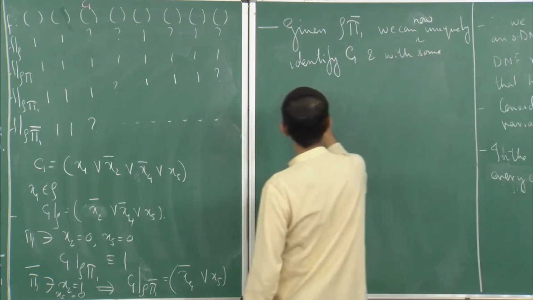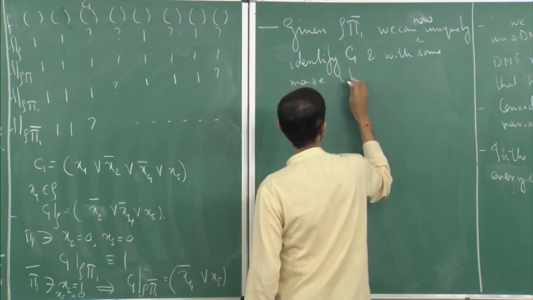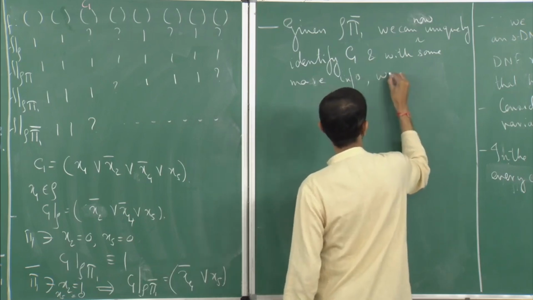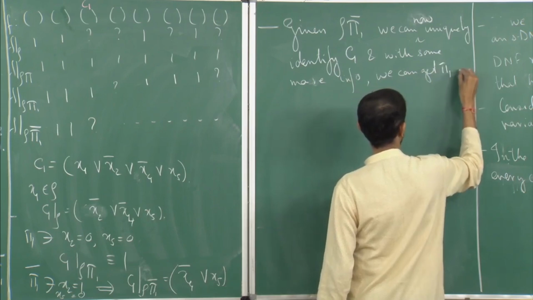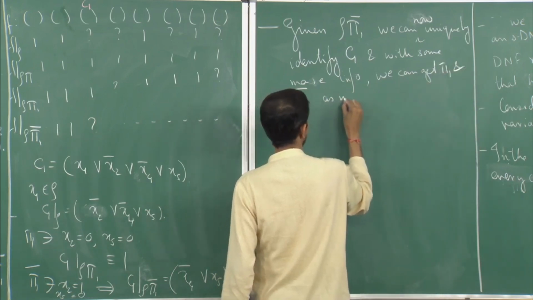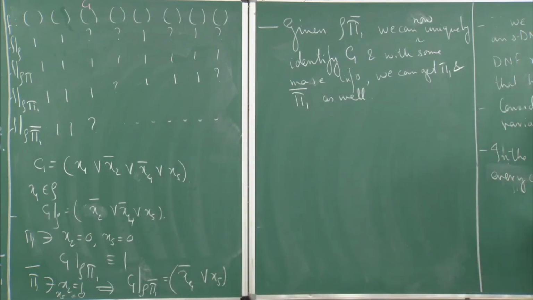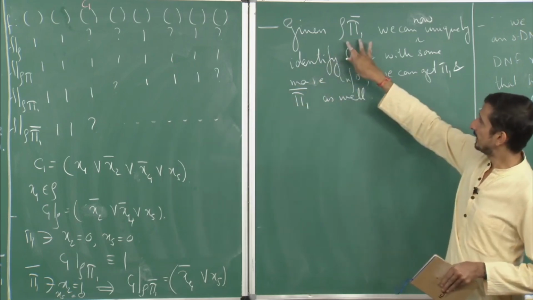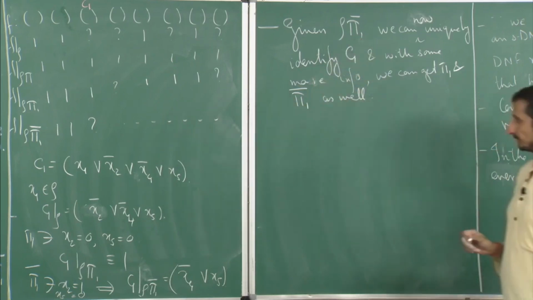with some more info we can get pi 1 and pi 1 bar as well. So, what that information is we will see later on, but the key thing is that to find out C1, if we are given rho pi 1 bar, we can uniquely identify C1. Okay.